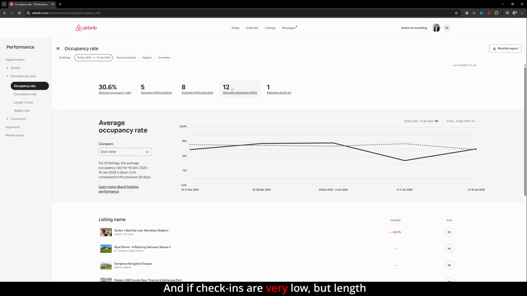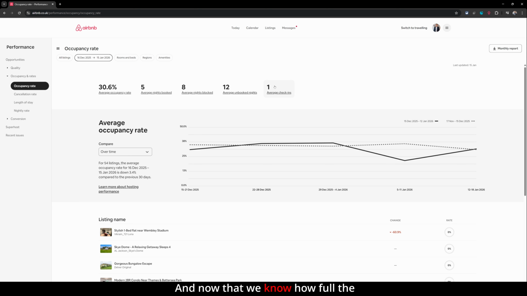And if check-ins are very low but length of stay is short, you're working harder for less revenue. A lot of hosts panic when occupancy drops and immediately discount. But occupancy going down with stable or rising nightly rates can actually be healthy. See, occupancy without context is actually meaningless.